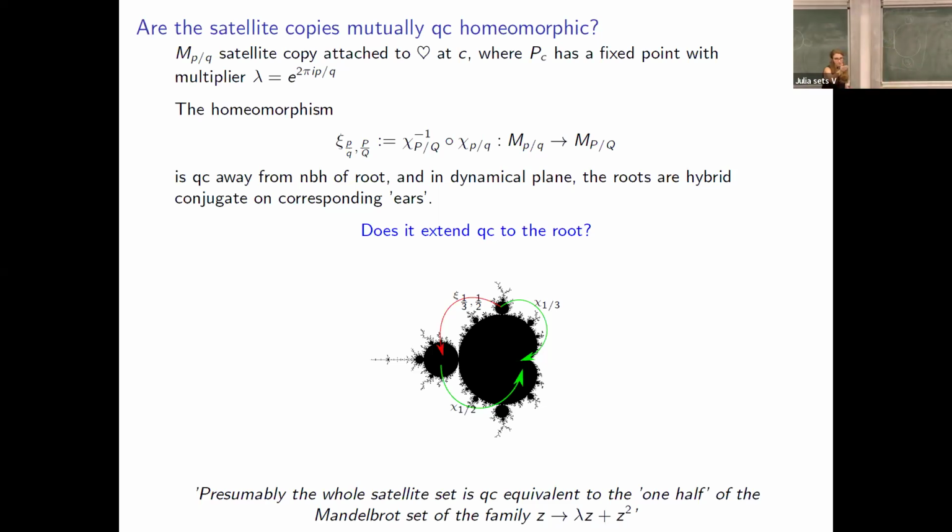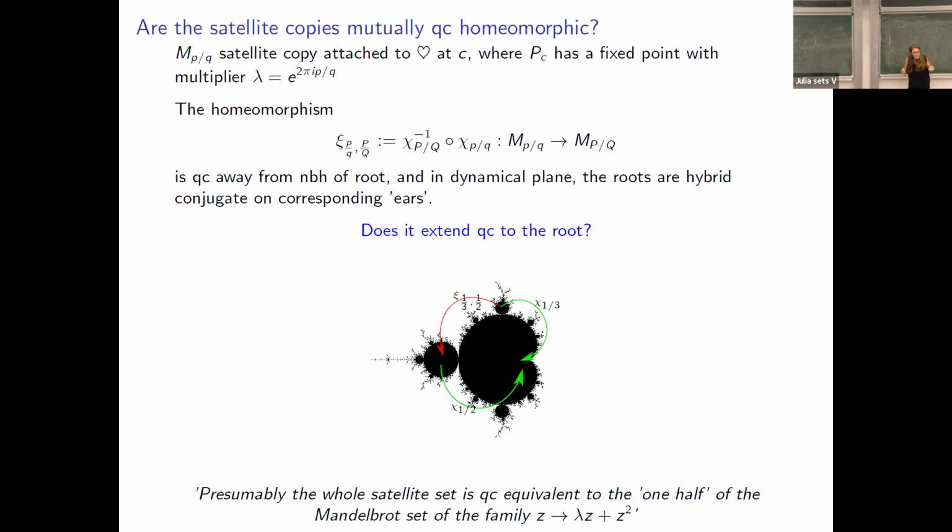No, don't worry, because actually you gave the answer. And you actually are composing these homeomorphisms. We know that there is no hope that the homeomorphism that goes between the satellite copy and the whole Mandelbrot set extends quasi-conformally to the root, because you cannot straighten a cusp quasi-conformally. No way, you can't do it. But here you don't have a cusp. And here you don't have a cusp.